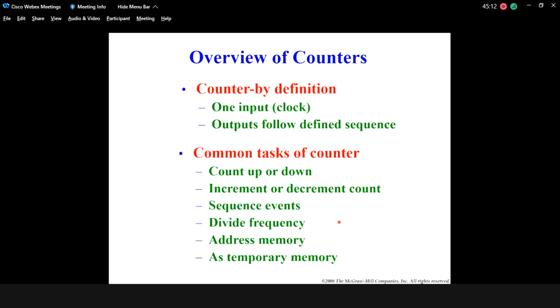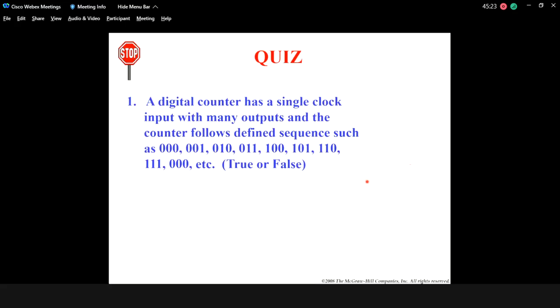So the counter can also become address memory, as well as temporary memory. So that is the brief idea on the counter.